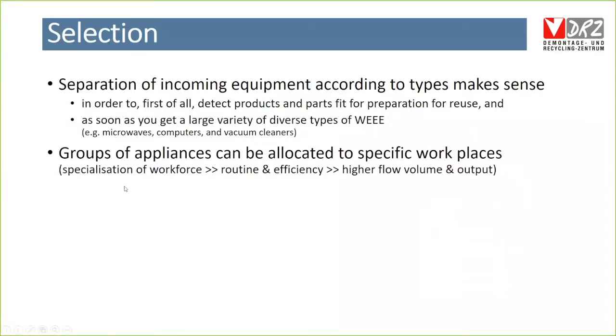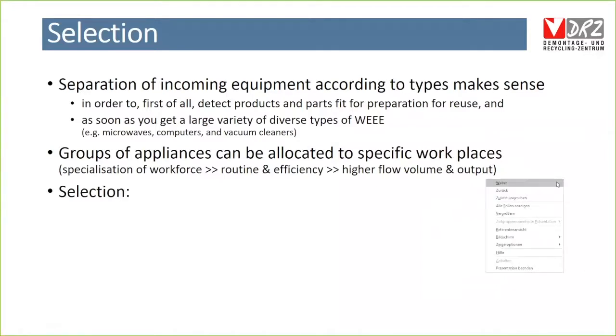And if you have a selection, then groups of appliances can be allocated to specific workplaces. That means that probably after some time, if your workforce is a stable one, then you have a specialization of your workers and they get more routine and more efficient, and that means more output.